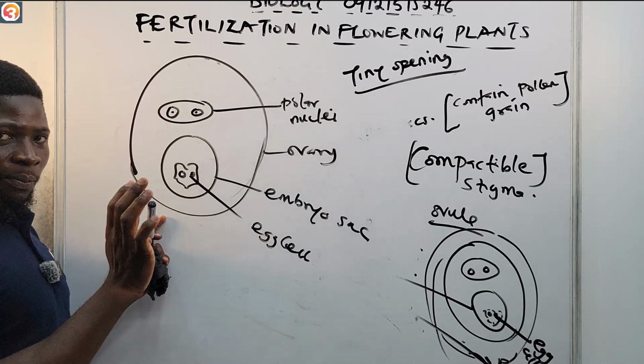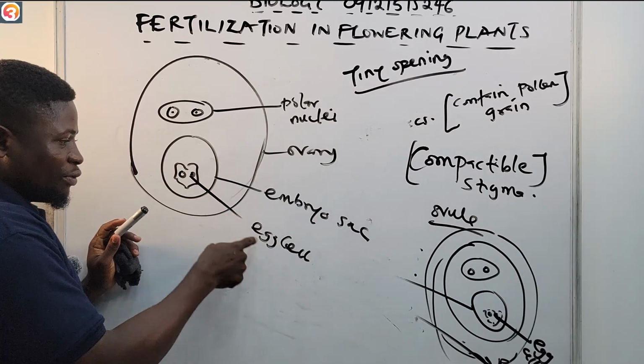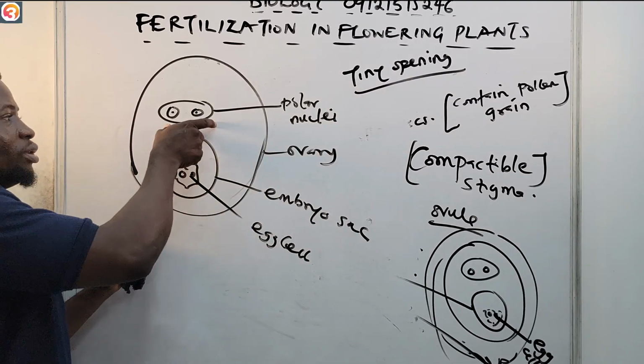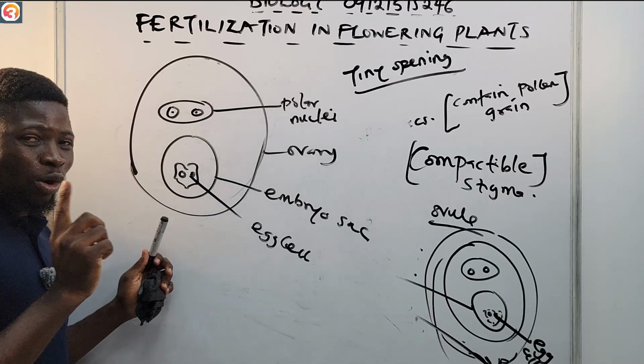Ovary, to get to the ovary. Okay, inside the ovary we have what we call the embryo sac. Inside the embryo sac we have the egg cell. Then we also have the polar nuclei, or the secondary nuclei. There are two of them also.